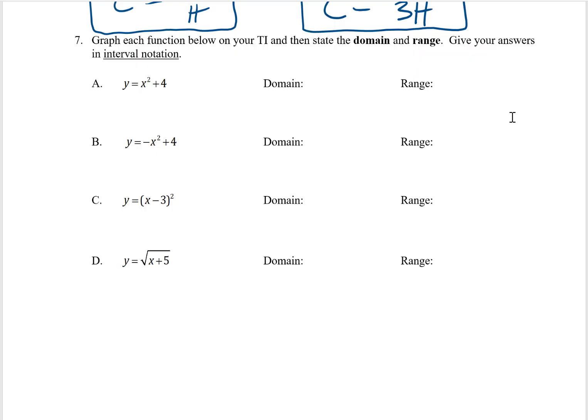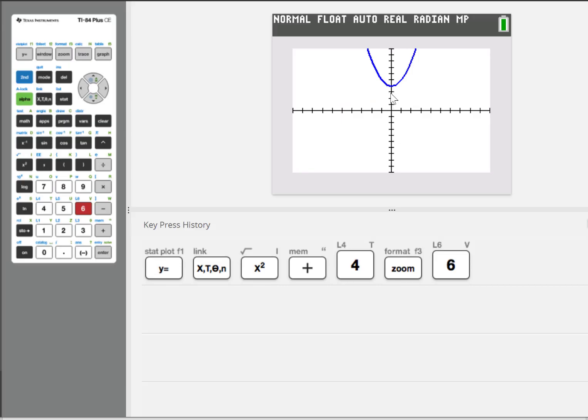Let's see, domain, we said all real numbers. That's negative infinity to positive infinity in interval notation. And the range, we said all numbers 4 and higher. So 4 all the way to infinity. I would put a bracket around the 4 because the 4 itself is included. If you wanted to double check that the 4 is included, you could always use that trace function, plug in the x you're talking about, it's right there at x equals 0, hit enter, and the calculator will take you to that spot. And sure enough, it's right there at 0, 4.